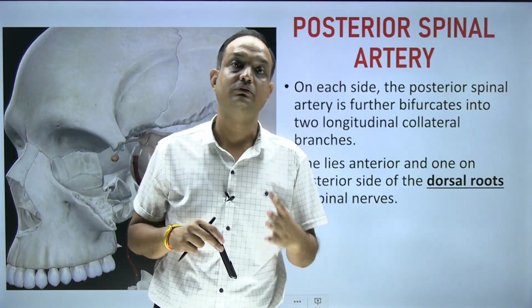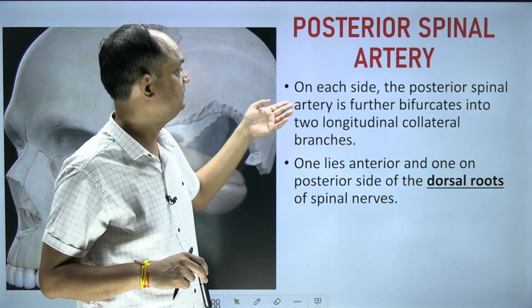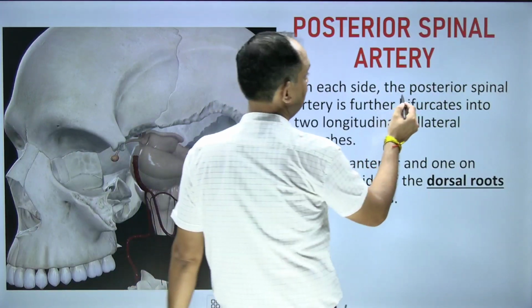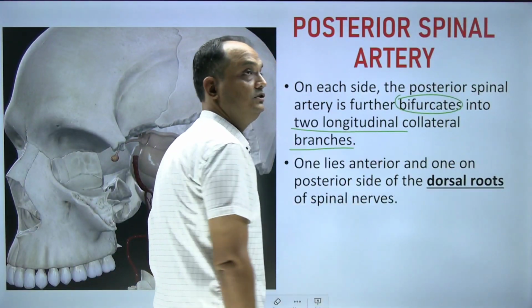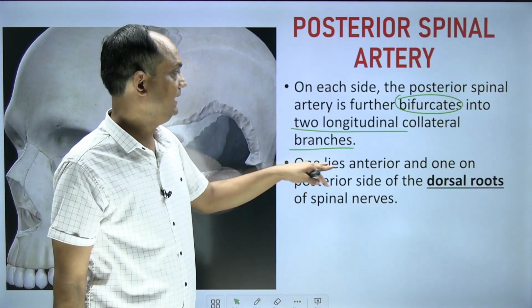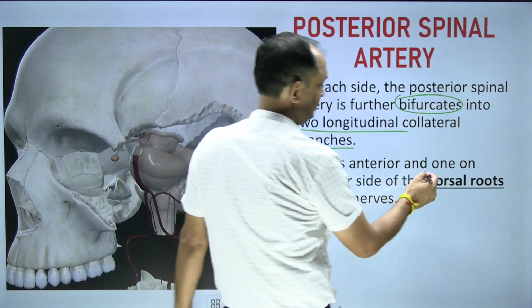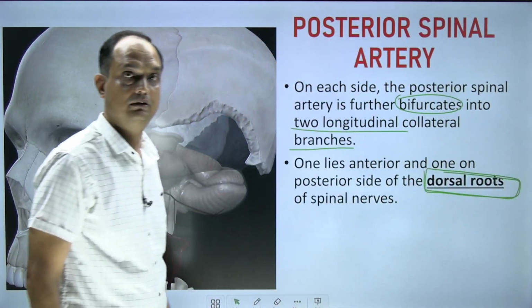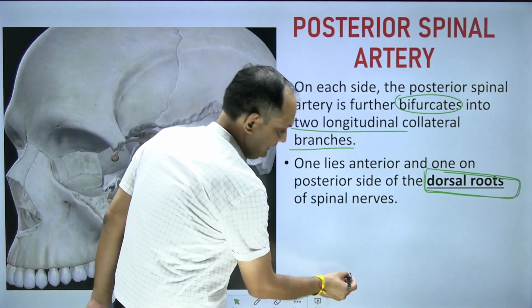Now my dear students, you have to keep this thing in mind that on each side, each posterior spinal artery bifurcates. This is the important concept to understand again, that it bifurcates into two longitudinal collateral channels. One lies on the anterior and one on the posterior aspect of the dorsal roots of your spinal nerve. So now how many longitudinal channels form?